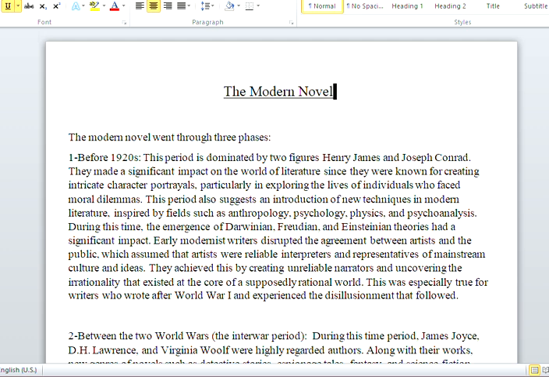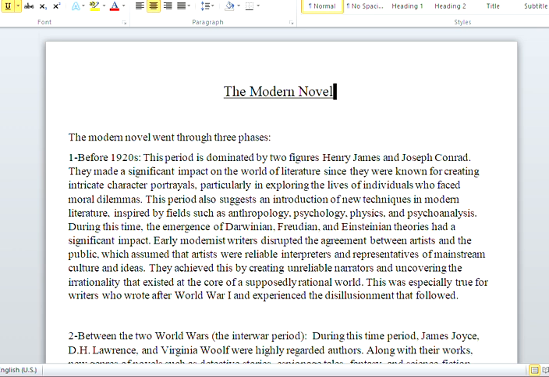So the theory of Darwin, the theory of Freud, and the theory of Einstein affect the public and affect writing, literature, specifically the novel. So the theory of Darwin challenged traditional views of human nature and society. Writers began to explore themes of survival, adaptation, and the often brutal reality of life.